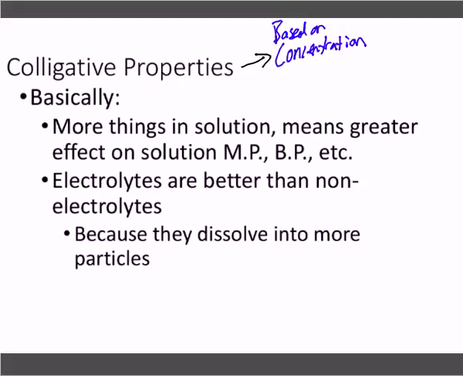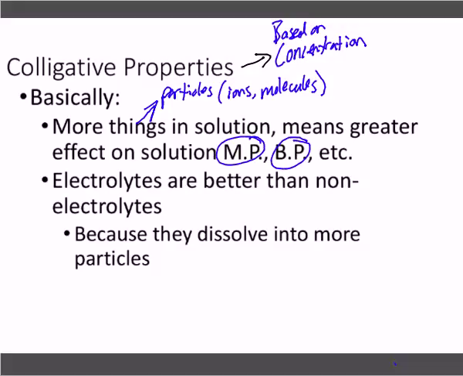So basically what I have written here is the more things. What do I mean by things? The more particles, right? So guys, particles could be ions. They could be molecules. Those are typically the two that you're going to see. But the more of those you have in solution, the greater the effect they have. So two of the big things, the properties that we'll talk about again in just a second, are melting point and boiling point. And there's a couple others as well.